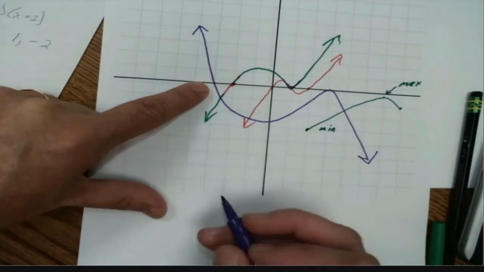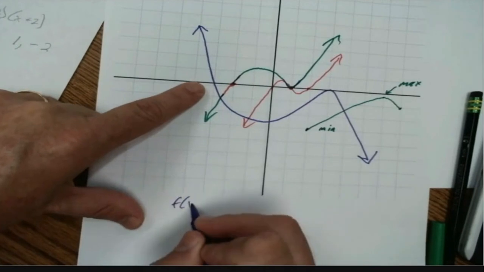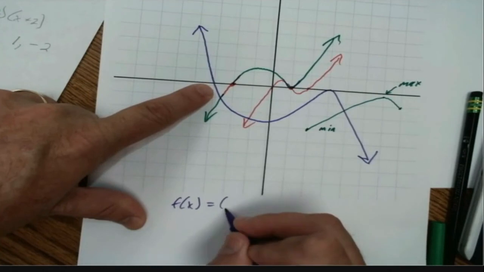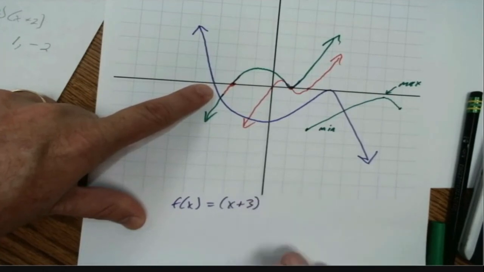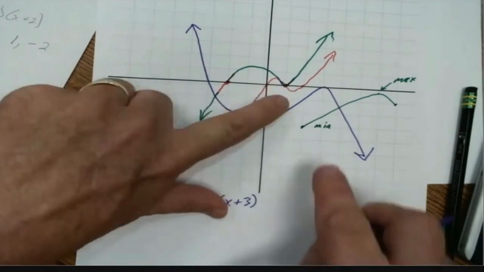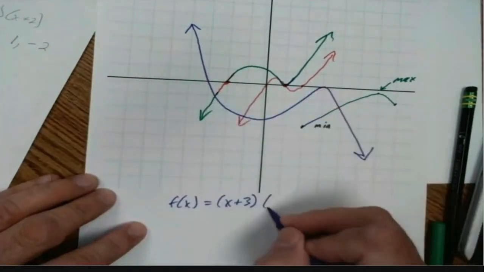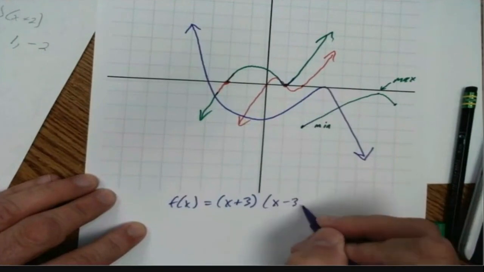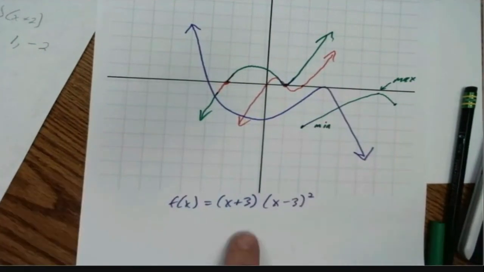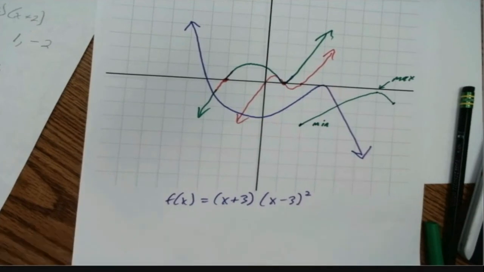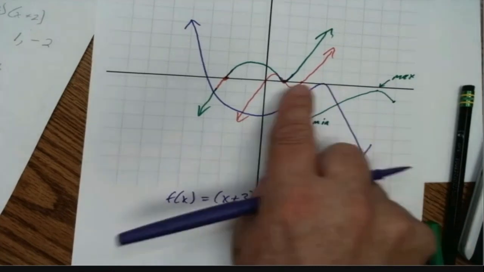So this could be the graph of f of x equals, since this is at -3, x plus 3 would be one of the factors. And then this is at +3, but it bounces off of it. So it's x minus 3 squared. That may very well be the graph of x plus 3 times x minus 3 squared. And you could multiply those together to get the actual standard form of that polynomial. But that will be acceptable for this.